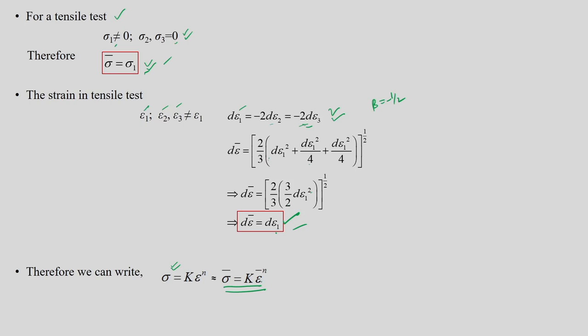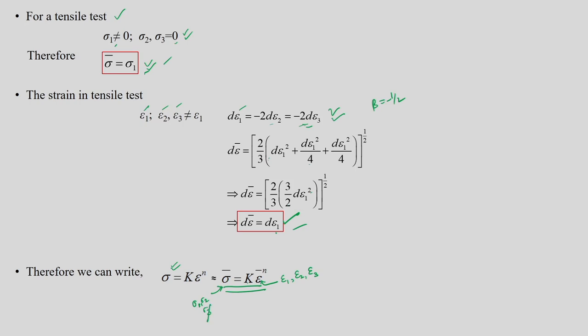And for other yield functions, there will be a different equation for epsilon bar, but again, there also you can relate it to epsilon 1, epsilon 2 and epsilon 3. Your sigma bar can be related to sigma 1, sigma 2 and sigma 3; it could be any yield function. Then you can find epsilon 1, 2 and 3 and substitute here, and by knowing k and n, you can get sigma bar. By knowing sigma bar and alpha, you can get sigma 1, 2 and 3.